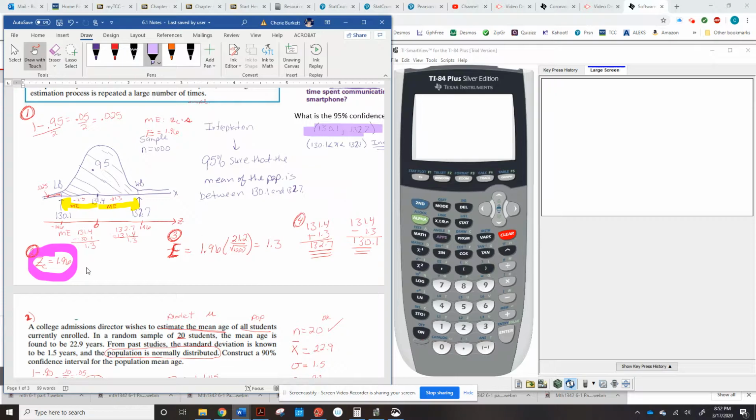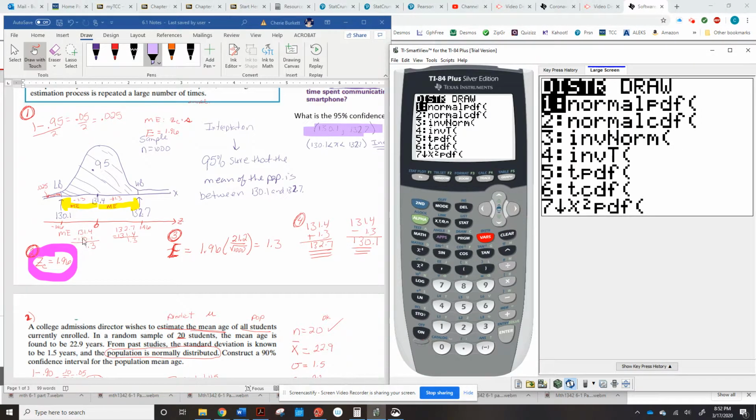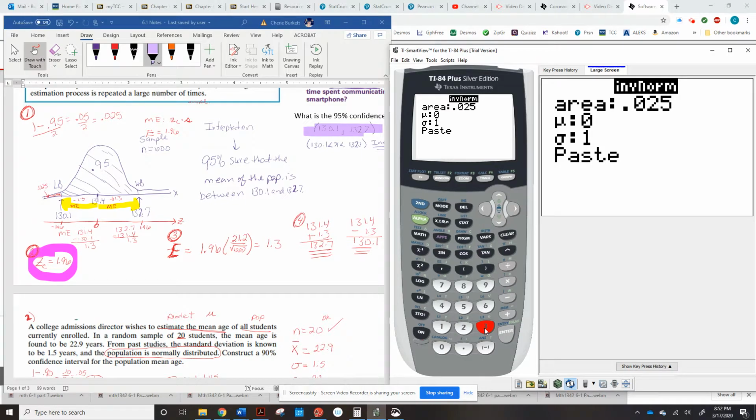So to find your critical value, remember this little area right under here, that's an area to the left. This is a normal distribution, remember, so go to distribution. Since we know the area, and that's what this 0.025 is, we go to option number 3, which is inverse norm. You simply type in the area that you know, 0.025.